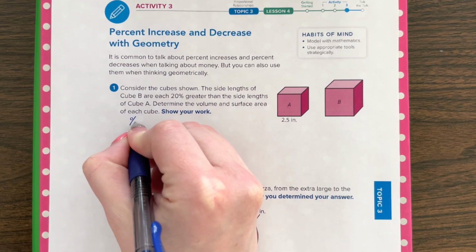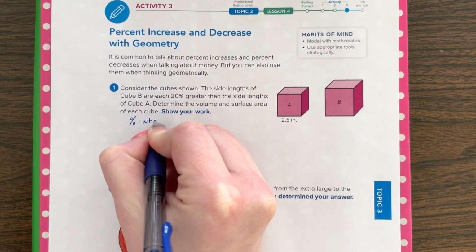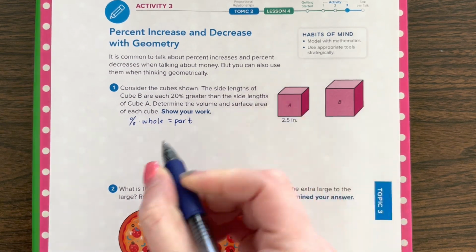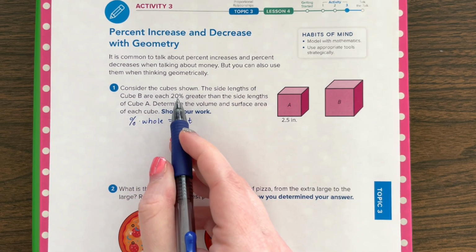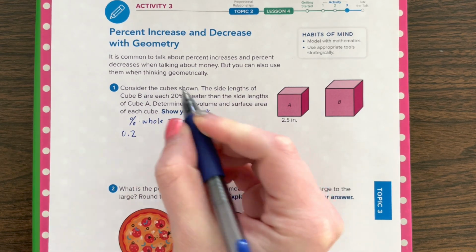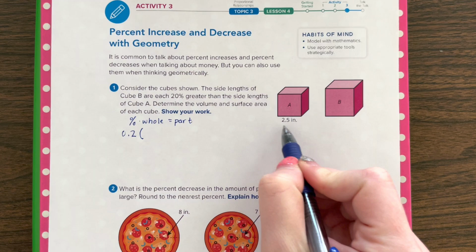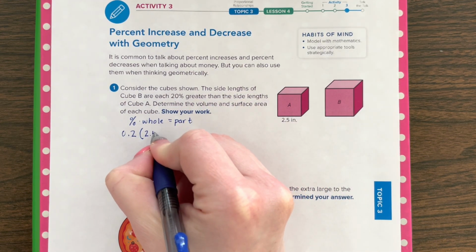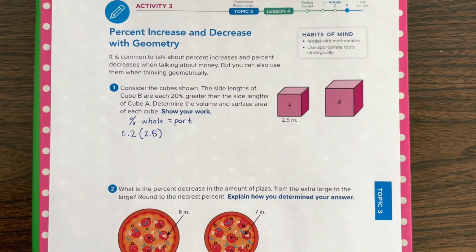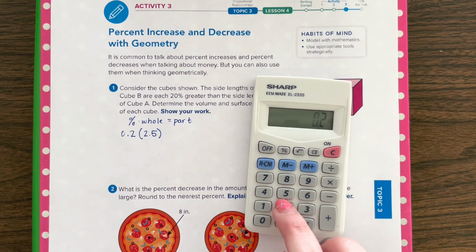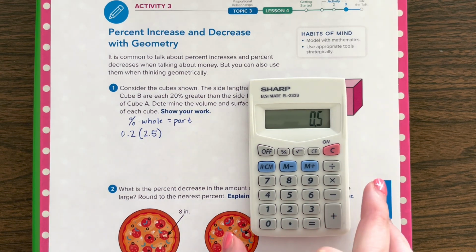So that's the percent times the whole equals the part. Our percent in this case is 20%, so that would be 0.2 times the whole, which was the original length for cube A, so 2.5. We type that in our calculator, 0.2 times 2.5, and we get 0.5.